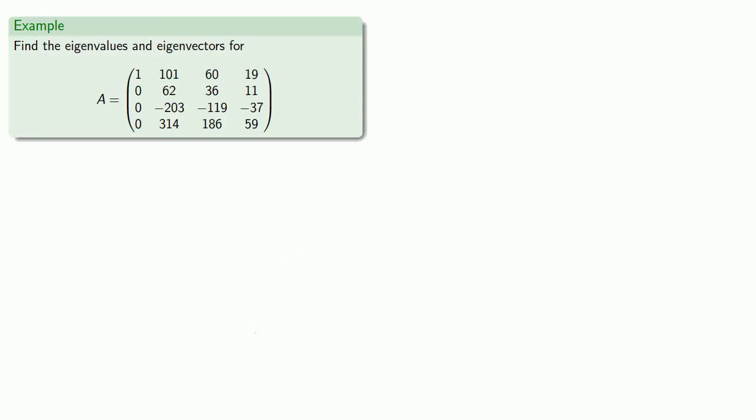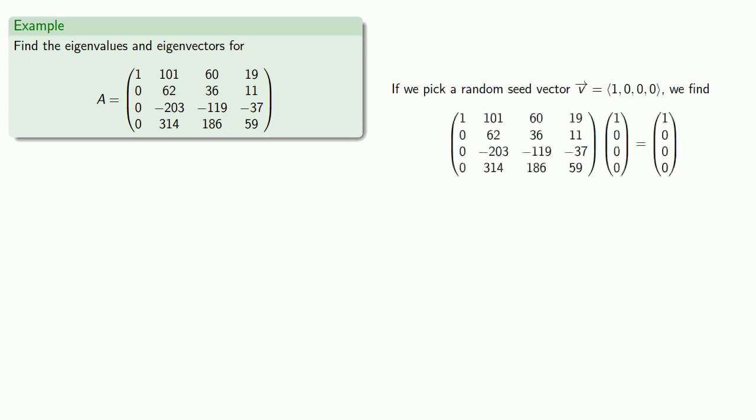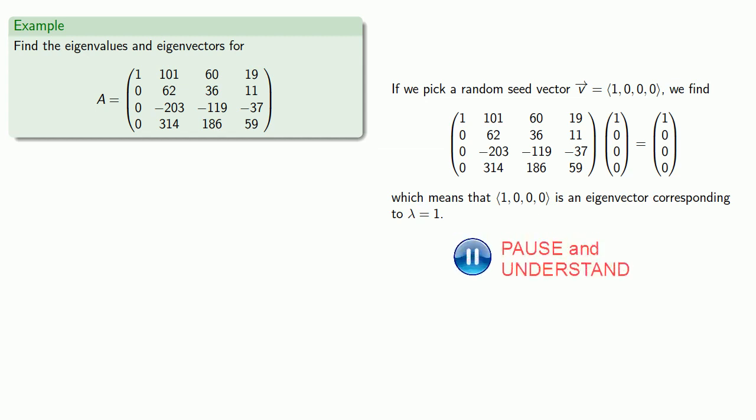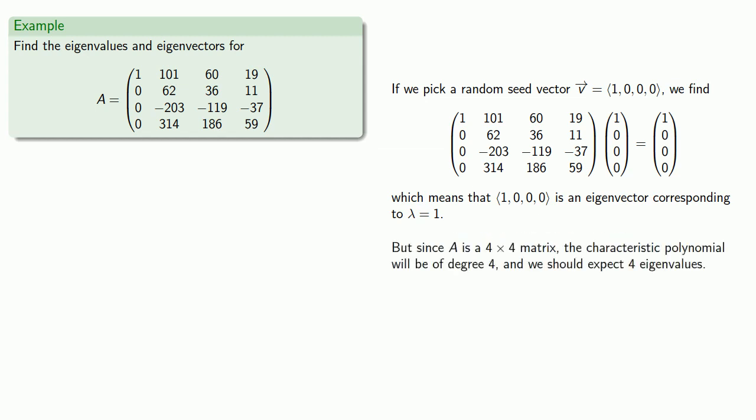So for example, let's consider this 4x4 matrix. So we'll pick a random seed vector. No need to be fancy. We'll go with (1, 0, 0, 0). And we find that if we apply the matrix to this vector, we get the same thing. And that means that (1, 0, 0, 0) is an eigenvector corresponding to lambda equals 1. But since A is a 4x4 matrix, the characteristic polynomial will be of degree 4, and we should expect 4 eigenvalues. So how do we find the rest?